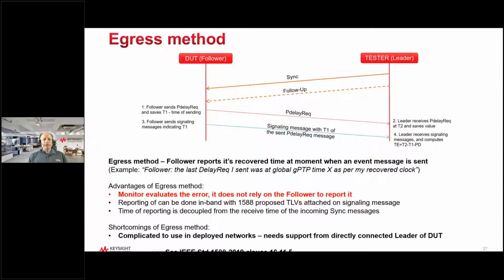And the time of the reporting is decoupled from the receive time of the incoming message. Now, as I said, the downside is that it needs support from a directly connected device. One way of doing that is to actually implement this inside a switch that's directly connected to the DUT. So potentially in today's disaggregated networks where we can add some additional software function to the switch, this is something that could potentially be added to the switch, but it's something that with a standard TC or BC cannot propagate a switch.